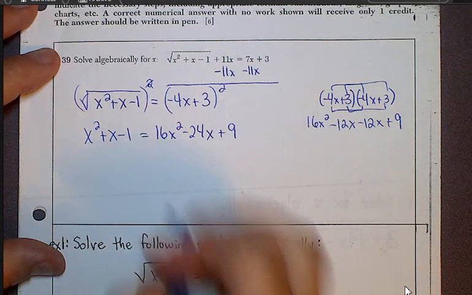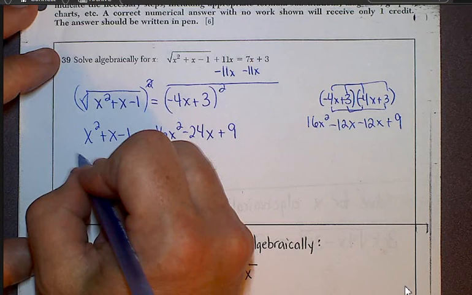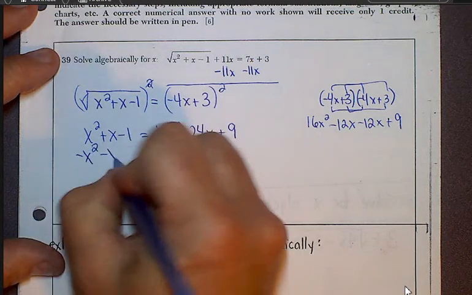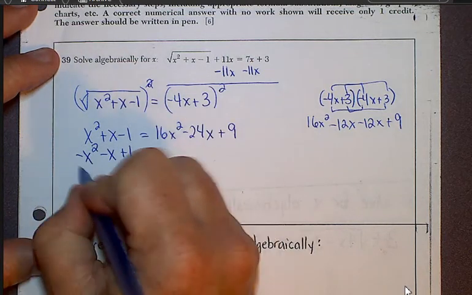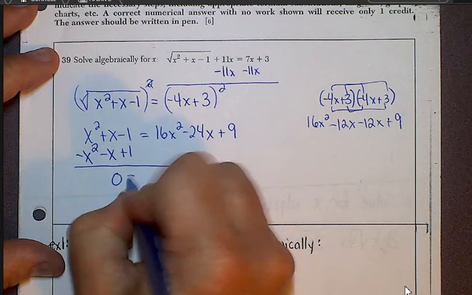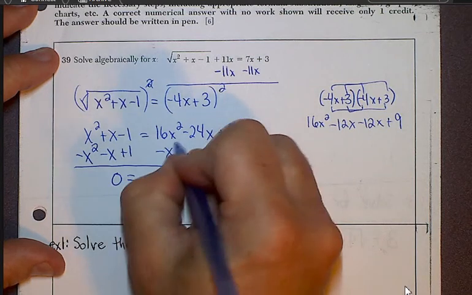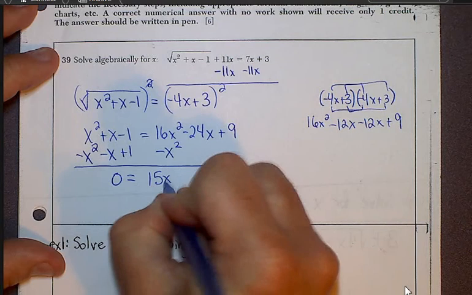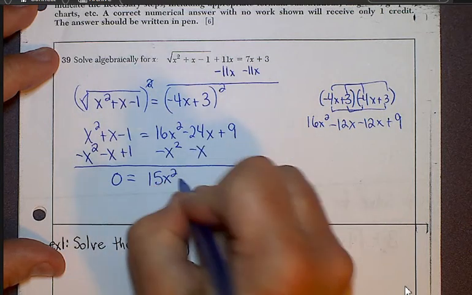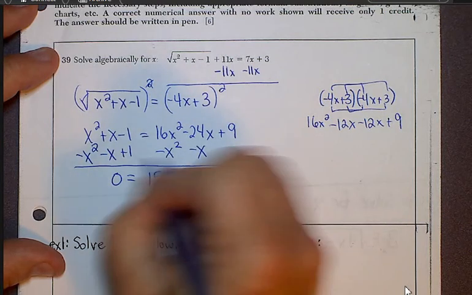What I'm going to do now is try to get 0 on one side, so I'm going to subtract that x squared, subtract the x, and add 1. And when I do that, I'm going to get 0 on the left-hand side. Subtracting that x squared gives me 15x squared. Subtracting the x gives me minus 25x, and adding the 1 gives me plus 10.